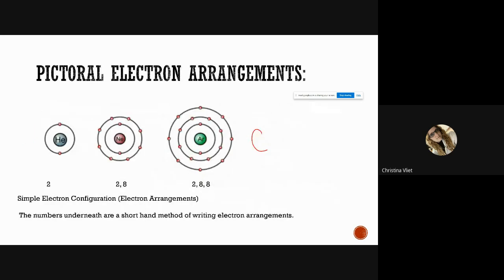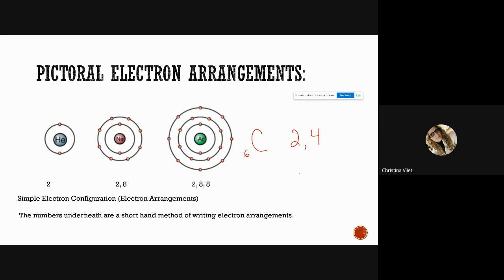how many electrons would fit in energy level 1 for carbon? How many? Only 2, right? It can only hold 2. How many electrons does carbon have in total? 6. So I'm going to write a little 6 here just to remind myself that carbon has 6, but it can only put 2 in the first ring. So then, how many are left to put? 4. How many electrons could fit in the second energy level? 8. So can 4 fit in there? Yeah. So the simple electron arrangement for carbon would be 2, 4.